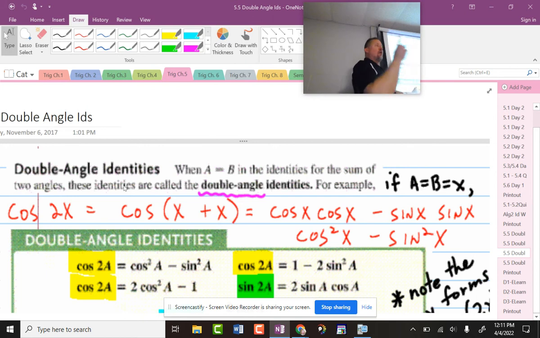Now here it is. Now, why? Not that you care, but you do kind of have to care. Why does cosine of 2a, the double angle, have three different forms? It's simple.